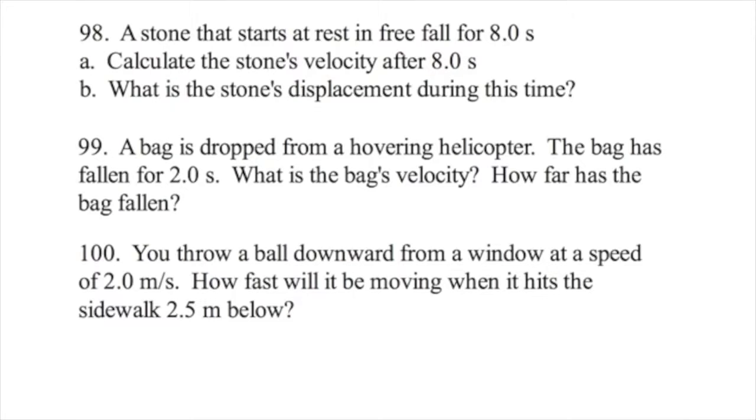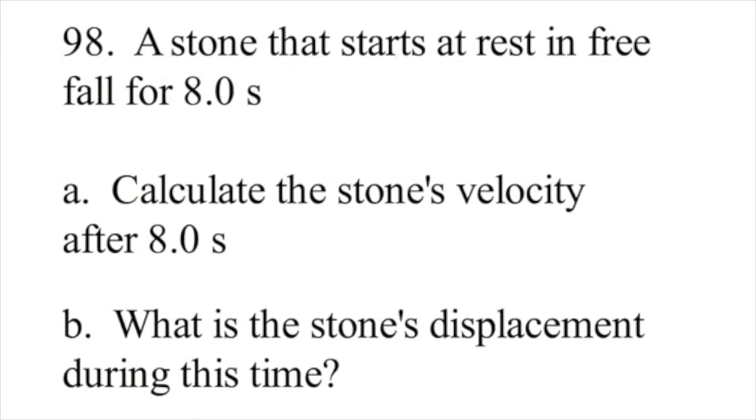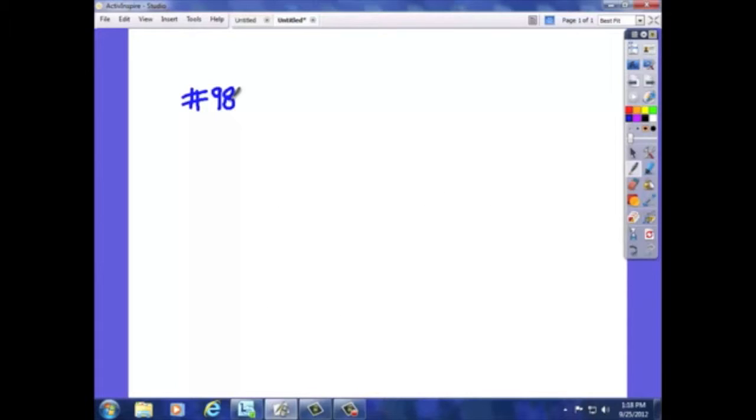Okay, these are the ones that I've picked out because they are going to give you an opportunity to apply the motion equations to free fall acceleration. Number 98 says that a stone is dropped and starts at rest in free fall for 8 seconds. So its initial velocity of the stone is 0 meters per second, and these are all in the vertical direction.